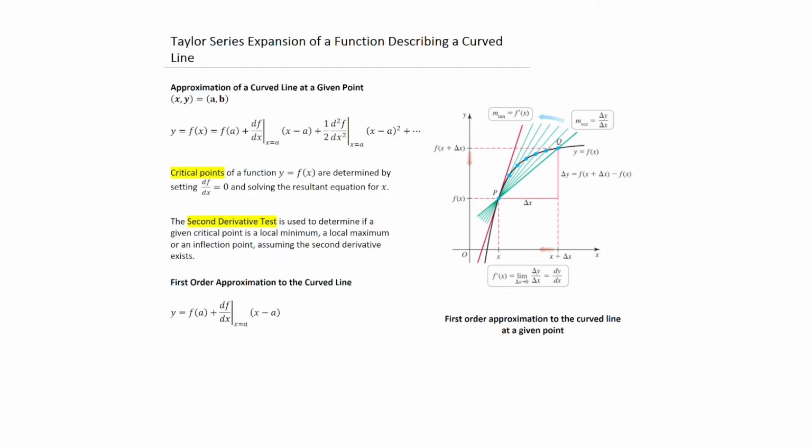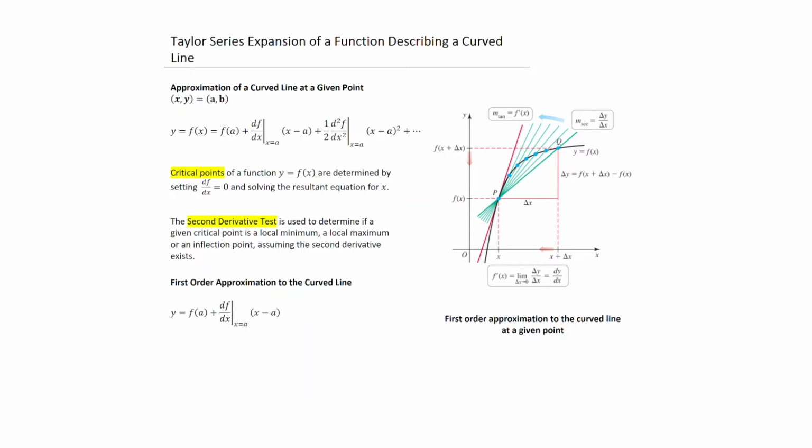All right, so just a quick review in terms of a Taylor series expansion of a function describing a curved line. So what we're trying to do is approximate a curved line at a given point. So this would be some position x, y, which is a, b on the xy plane. And so the Taylor expansion would be that f of x is f of a plus the derivative of f with respect to x evaluated at x equals a times x minus a.